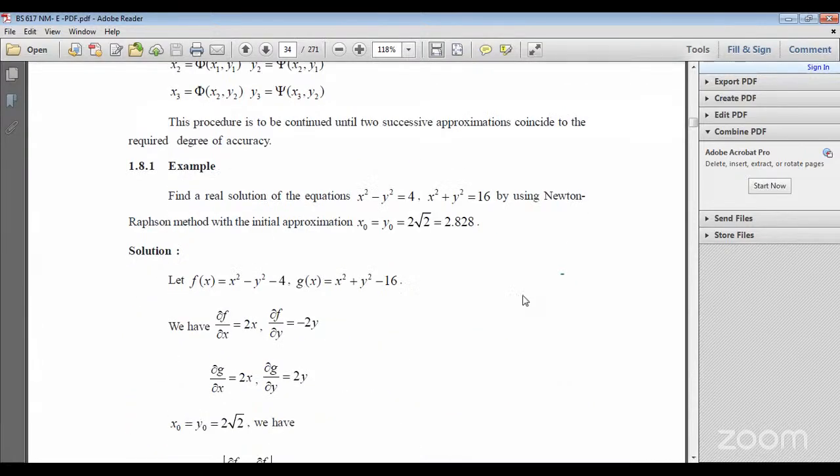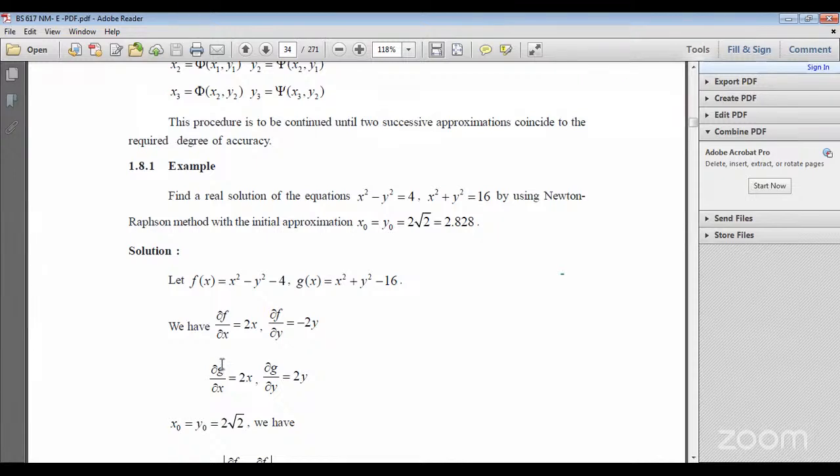Find the real solutions of x square minus y square is equal to 4 and x square plus y square is equal to 6 by using the Newton-Raphson method. So x naught is equal to y naught is equal to 2 root 2. Therefore, x square minus y square minus 4, and x square plus y square minus 16.